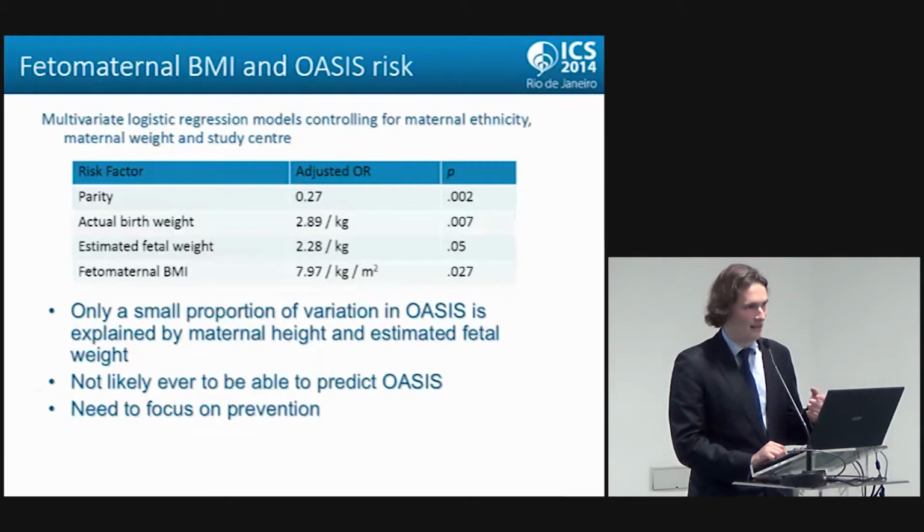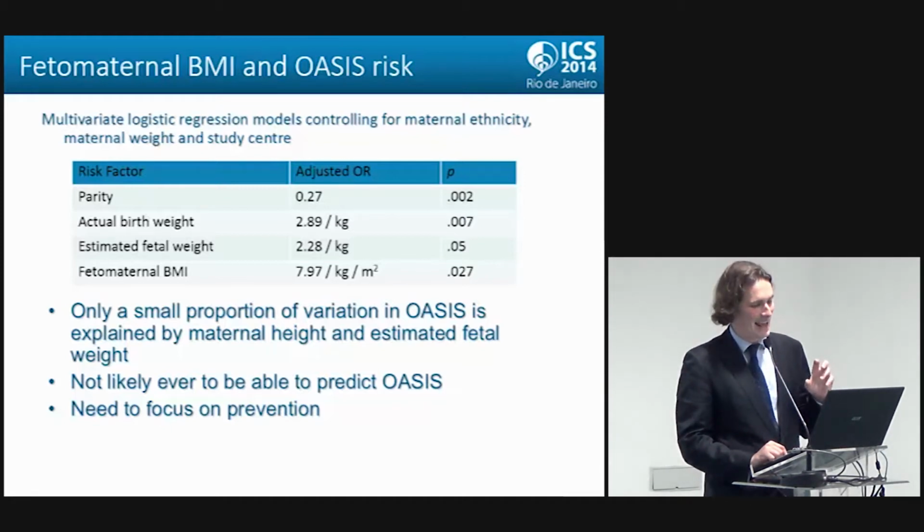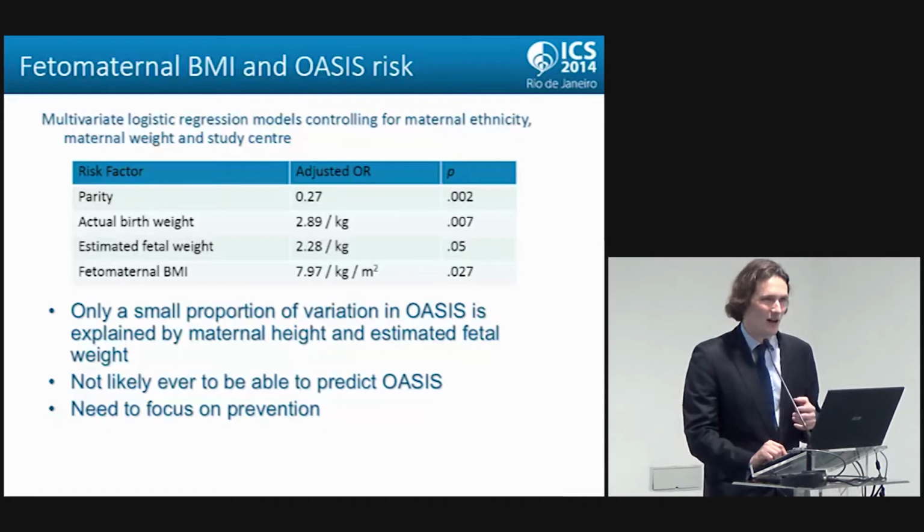Having said that, our Fetomaternal BMI was still associated with OASIS. It's quite a big odds ratio, 8 per kilogram per meter squared, but it hardly explains any of the variation in OASIS. It's relatively small compared to just the randomness of OASIS occurring. We're hardly likely ever to be able to predict OASIS, and that's why so much focus is on how we prevent them.